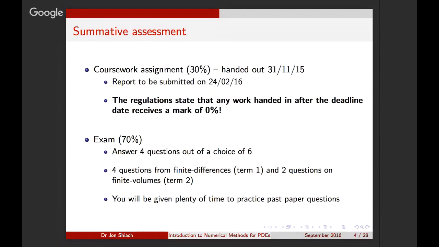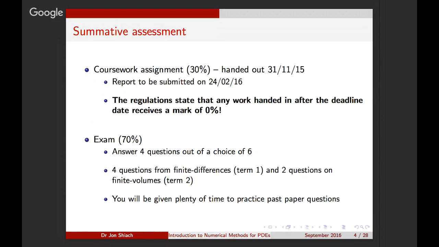Okay, summative assessment. Basically, summative means this counts towards your unit mark. The summative assessment is 30% coursework, 70% exam. The coursework will be handed out at the end of November, November 2016. This date may be slightly different.